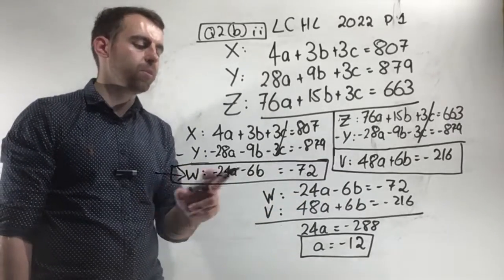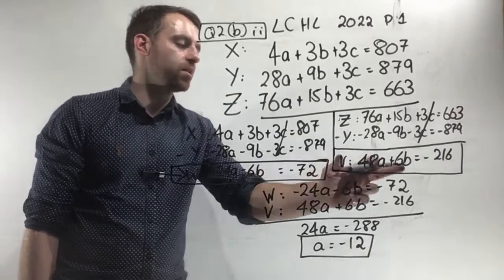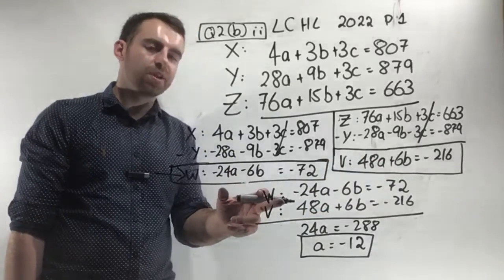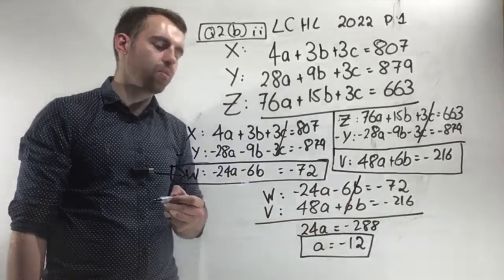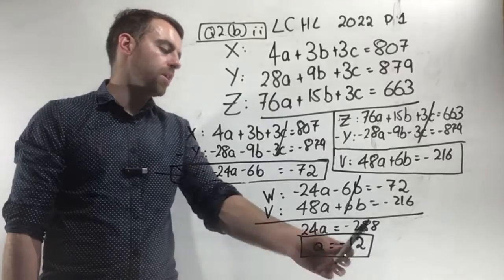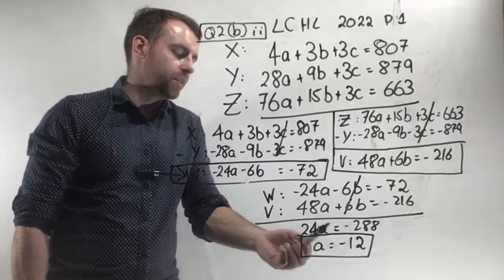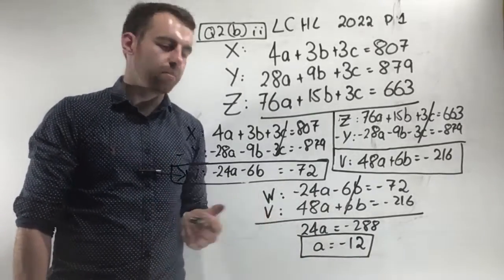I notice then that w has a minus 6b and that v has a plus 6b. So I simply take them down beside each other, the b's cancel straight away, and I end up with 24a equals minus 288. And in order to get a on its own, I simply divide everything by 24.